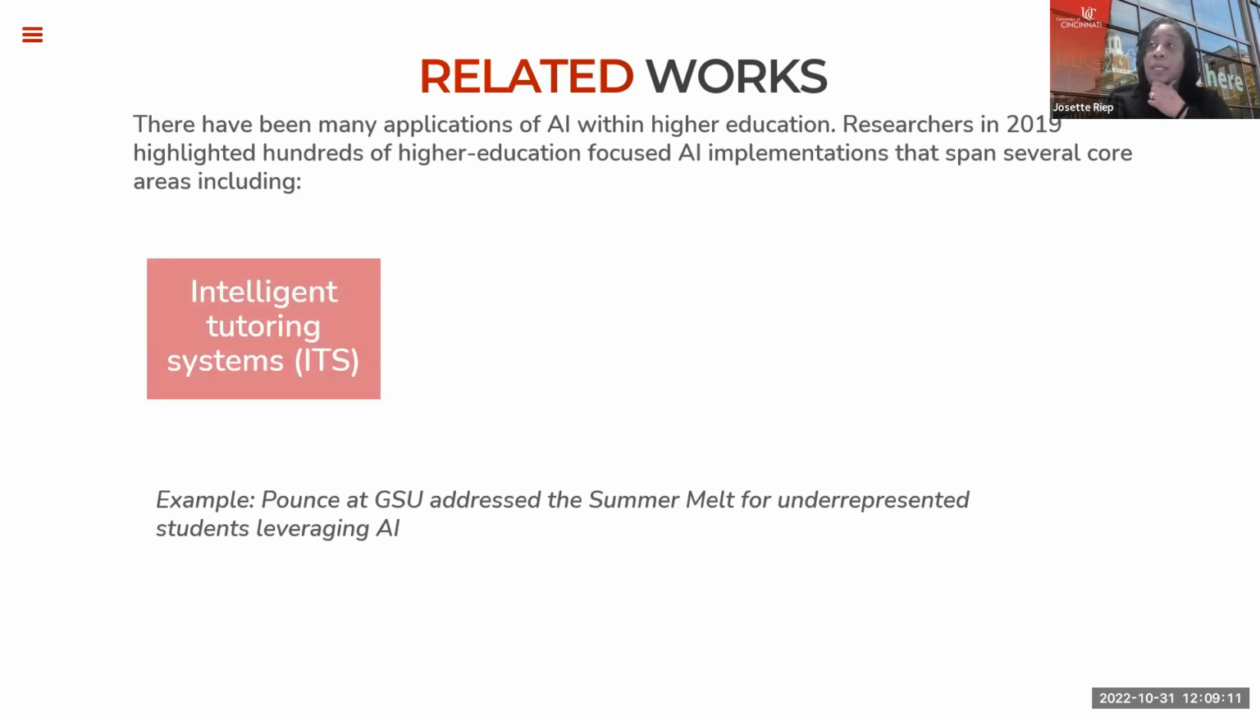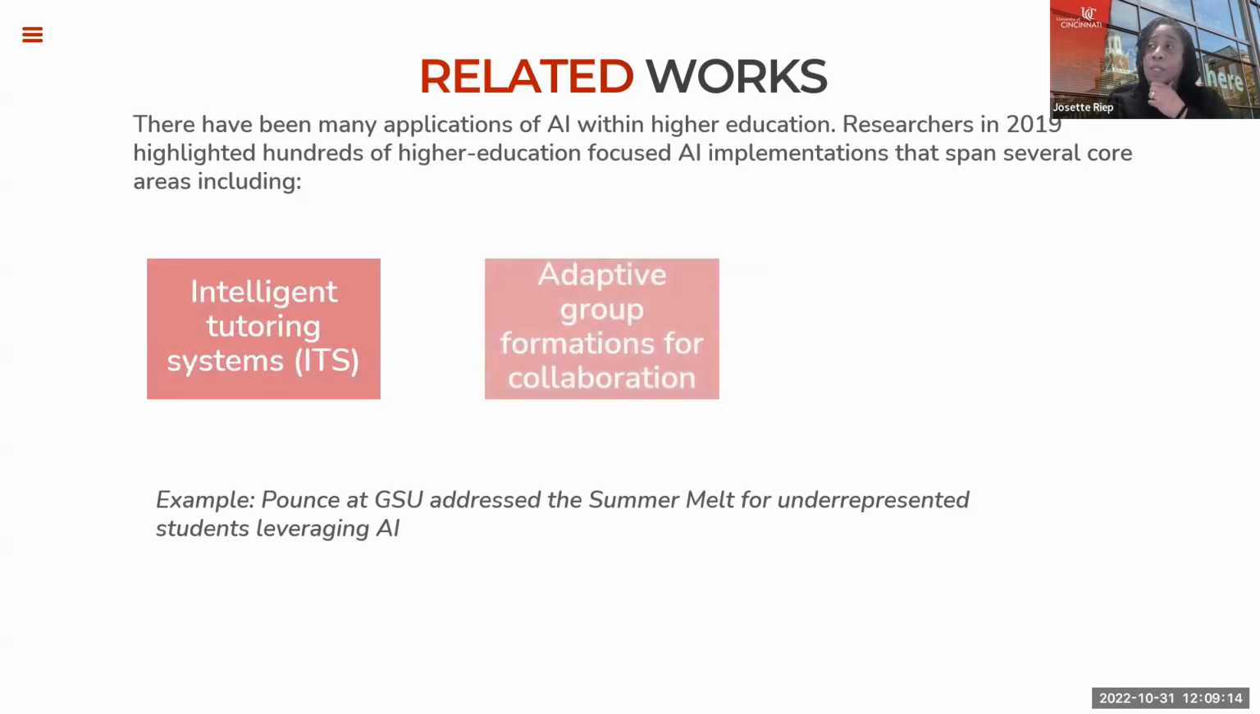GSU actually created a model that uses AI in order to address what's called the summer melt. So in order to ensure students successfully matriculate into college, they leveraged artificial intelligence to keep in touch with the students, to make sure that the students gained the information that they needed in a timely fashion, and adapted based on their needs in order to meet the ultimate goal. And so we see examples of AI in different places.